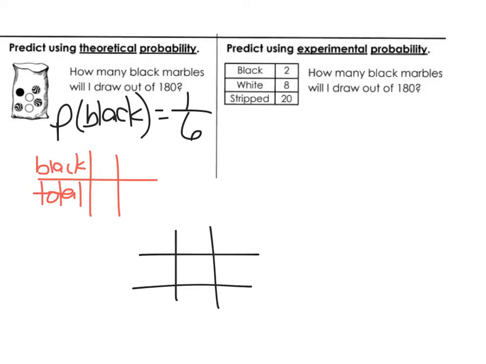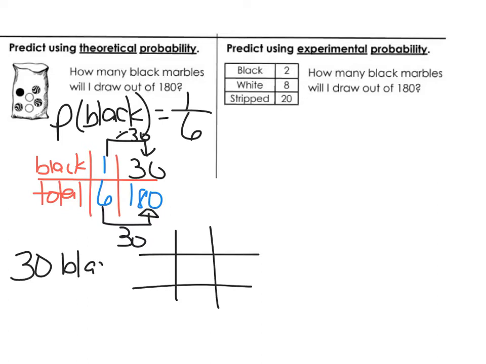So make sure you remember that. So we know that it's going to be 1 out of 6 if it was just that bag. But if we have a total of 180 marbles, then all I have to do is find out how many marbles will be black marbles. So what we need to do is find a scale factor. So 6 into 180, it will be 30, right? So then 1 times 30 will give us 30. So that means there will be 30 black marbles in the bag. Now, do you guys remember that? Yes?